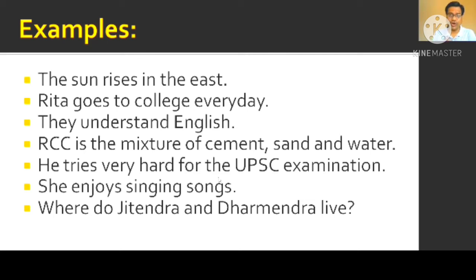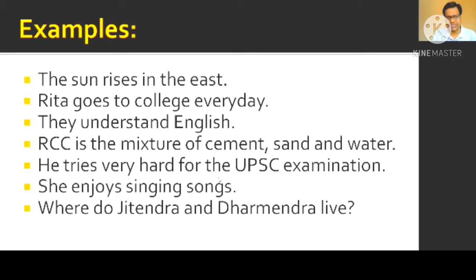See here, this is not the object at all. You cannot go for a passive construction here. And if at all you forcefully do it, it will not be acceptable to the standard norms of English. So the sentence says RCC is the mixture of cement, sand, and water. The mixture of cement, sand, and water is nothing but RCC. And that's why it is complementary to the subject. And that's why it is called a complement to subject.